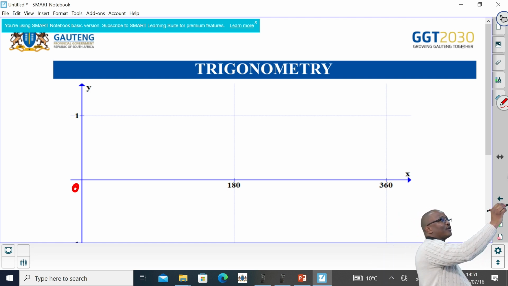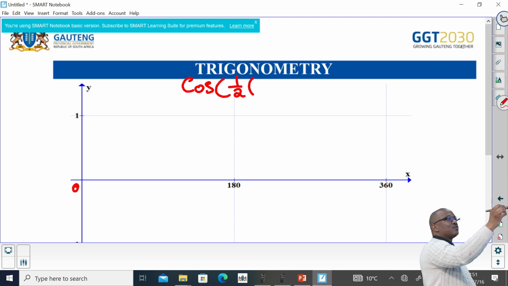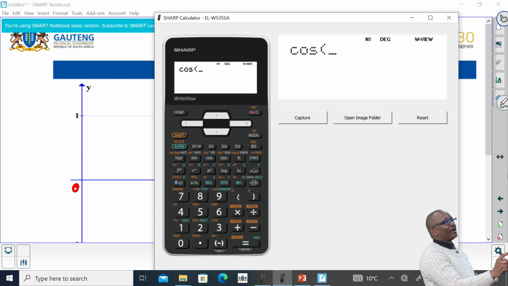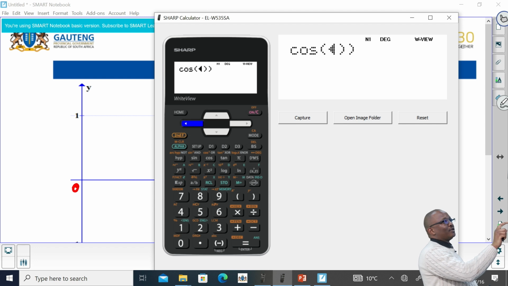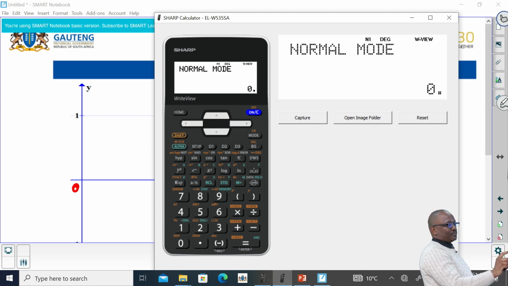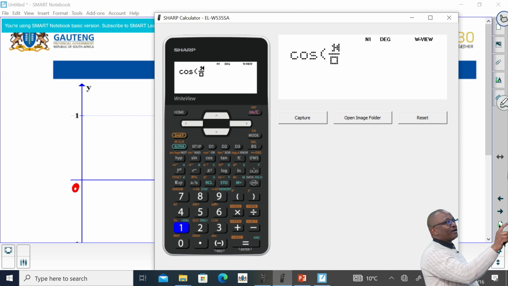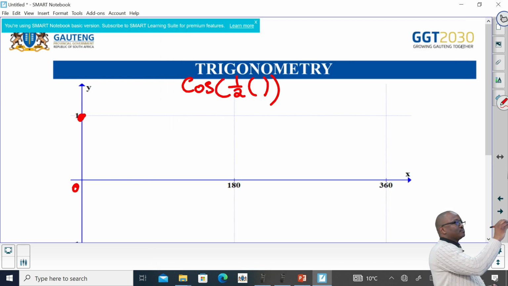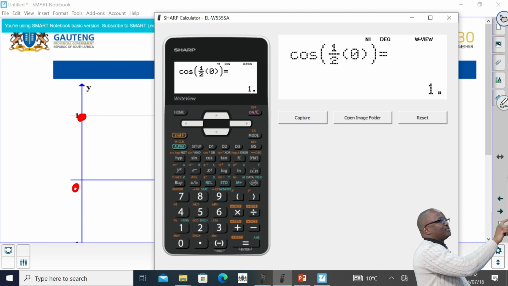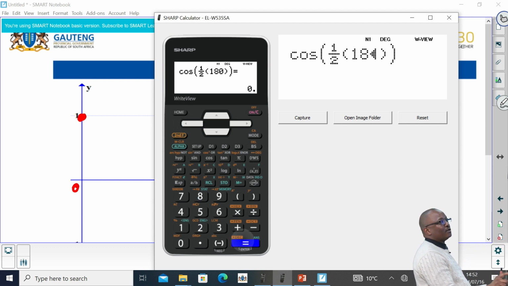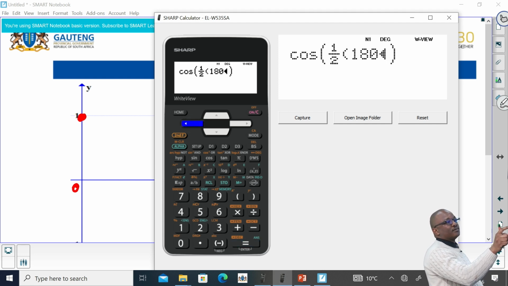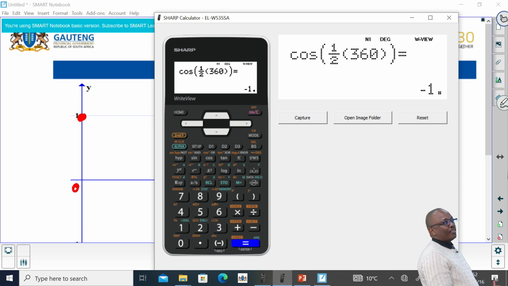So now, in your calculator, you will have cos, open bracket, 1 over 2, close bracket, x, and close bracket again. So that's how you are going to punch this type of graph inside your calculator. Remember, it is cos, open bracket, then 1 over 2, then you close, open, close again. So now that's what you will have. If you substitute 0, you will get 1. Then if you substitute now 180, you will get 0. Then when we substitute 360, we get negative 1.